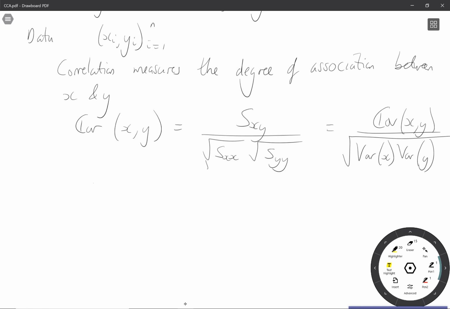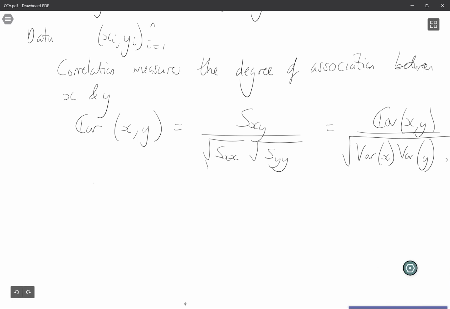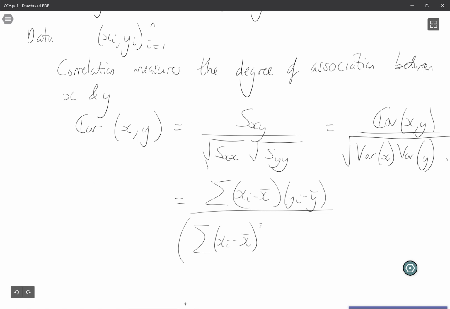But in terms of the empirical correlation, Sxy divided by the square root of Sxx times the square root of Syy, if we write out what that is, this is going to be the sum of (xi minus x bar)(yi minus y bar), divided by the sum of (xi minus x bar) squared times the sum of (yi minus y bar) squared, all square rooted. Okay, so that's the correlation.